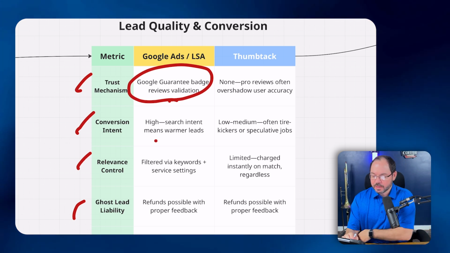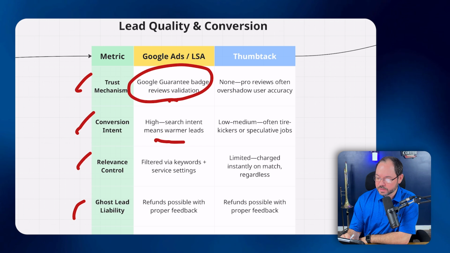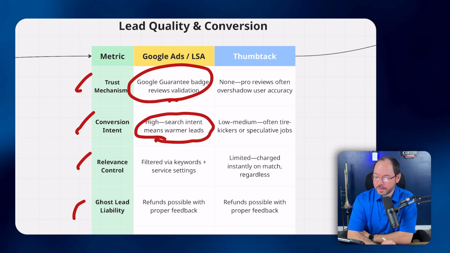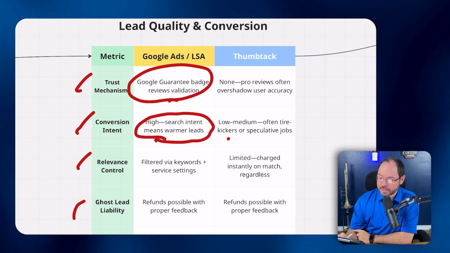Conversion intent. So high intent search means that more people are warm, okay? Low, medium, and sometimes tire kickers are coming through Thumbtack. Just people like, hey, Thumbtack had an advertisement. I've been thinking about this. Let me just get an idea of what this may cost. May not even be ready yet. Versus somebody searching, right? They really are looking for something now, or they really have some strong questions because they're taking initiative to reach out to a specific company.